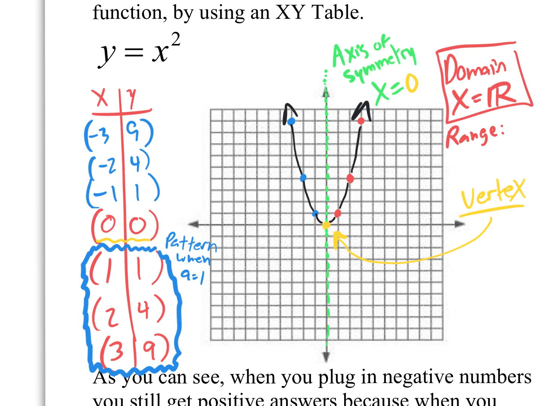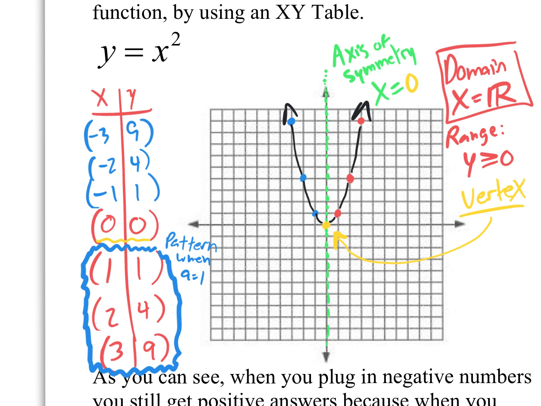So since range are your y values, right? The range of your y values, the up and down, it starts existing at the y value of 0 and above. So how do we say that it starts existing at the y value of 0 and above? As an inequality, we say the range is y is greater than or equal to 0.